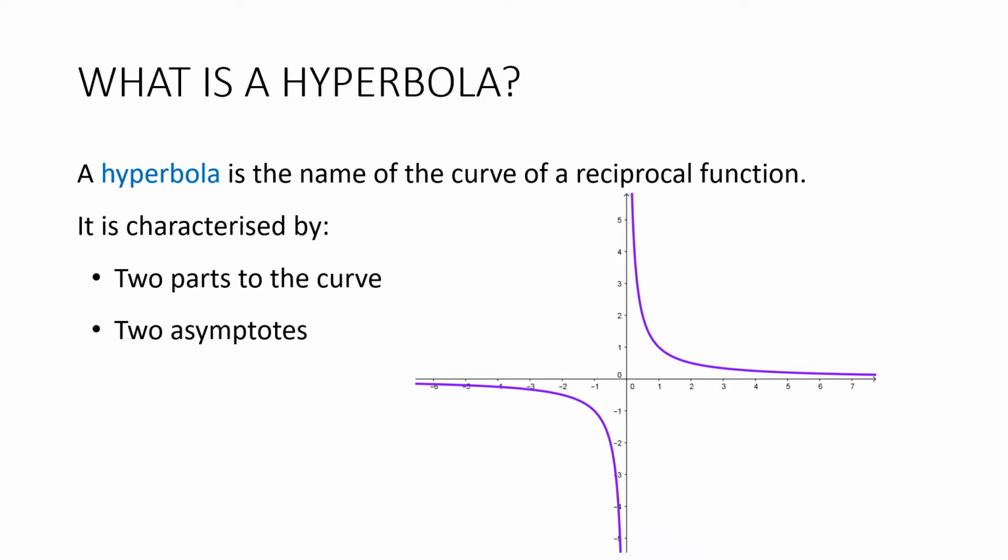Also, it has 2 asymptotes. Do you remember what they are? So they are lines that the curve approaches. It gets closer and closer and closer to it, but never touches. And we draw them as dotted lines.